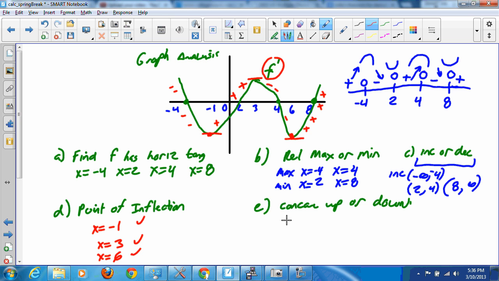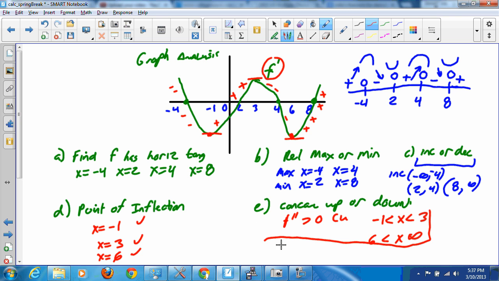Now when is this thing concave up? Well, when the second derivative is greater than 0, we know it's concave up. So that happens between -1 and 3. So -1 to 3. And then again, it's positive from 6, and it looks like it continues to infinity over here. So that's where it's concave up.